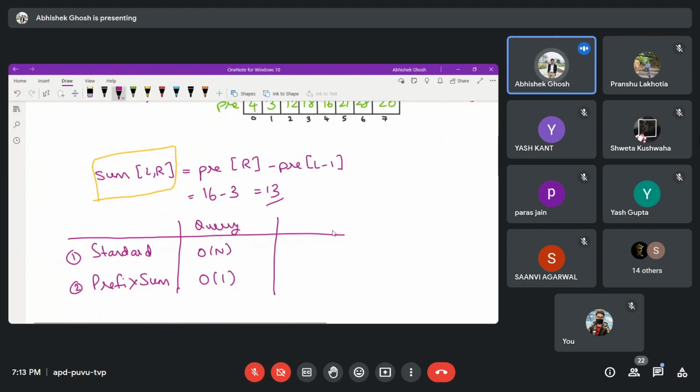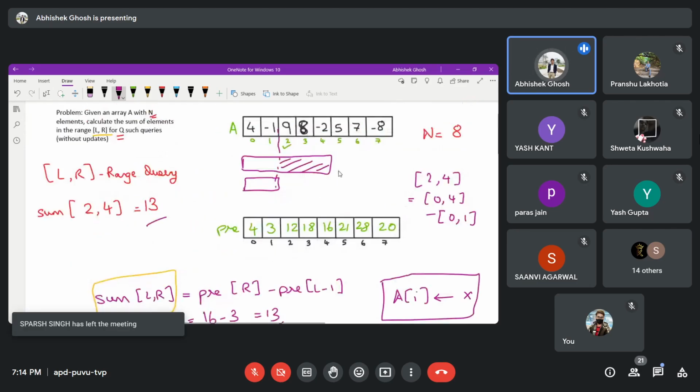Okay, because we are just simply assigning the value at a particular index to the new value. So it is constant time for update, and these updates are point updates. This is what a point update basically is: at any particular index, feeding a value. But what about prefix sum?